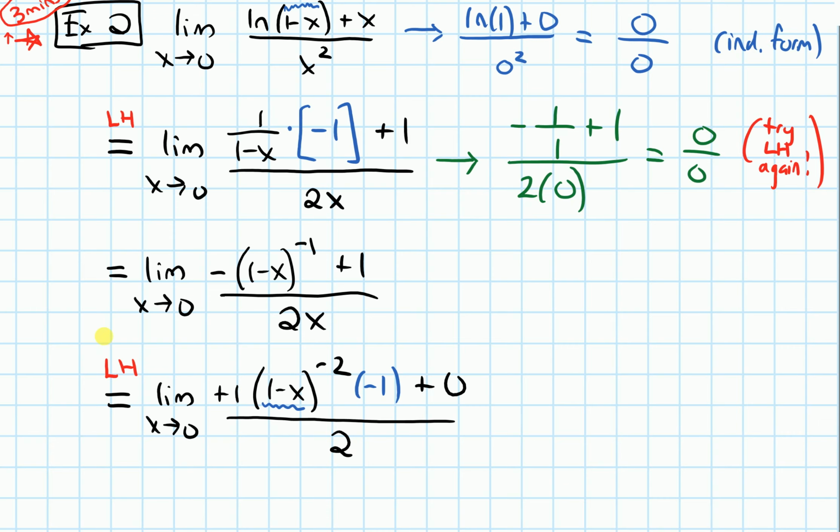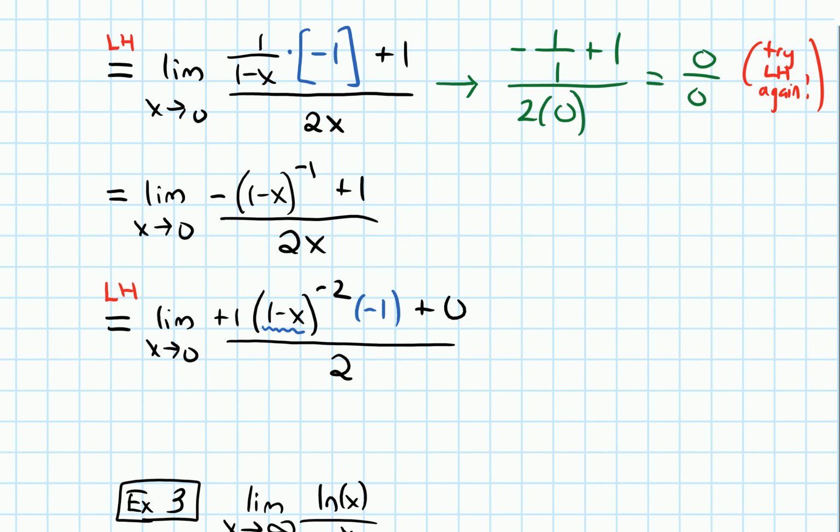Now let's simplify this, and then we'll plug in. We have the limit as x approaches 0. I can bring this 1 minus x to the negative 2 and rewrite that as a fraction, and this negative 1 we'll have in front of that fraction. So negative 1 over 1 minus x squared, all over that 2 in the denominator. Now let's plug in. If I plug in now, we'll get negative 1 over 1 squared all over 2, and that's just negative 1/2.